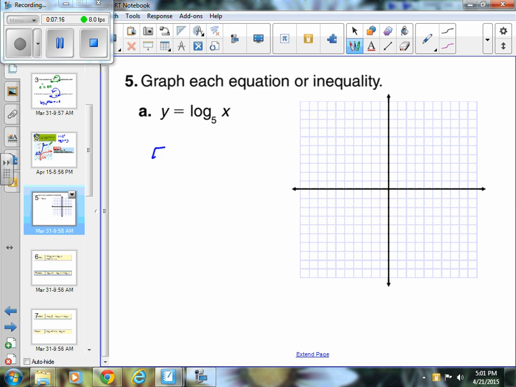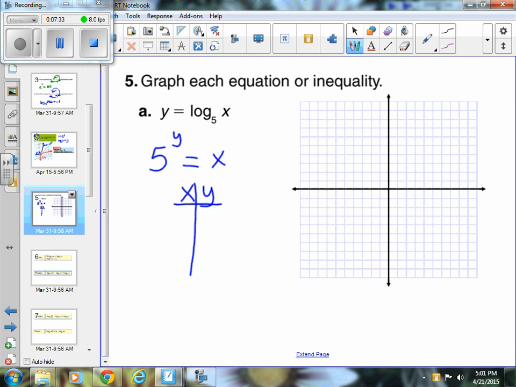So my base is 5 raised to the y power equals x. Now, that's not really super convenient to solve that for y, but what I can do instead, just to plug these numbers in, is this is the inverse of 5 to the x, so I could graph 5 to the x and switch all the ordered pairs.